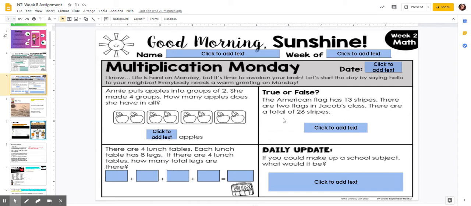For the true and false, you are going to read the word problem. If you agree with what the word problem says, you're going to write true. And if you disagree, you're going to write false.